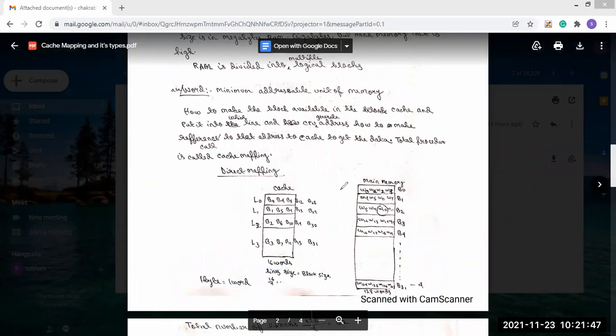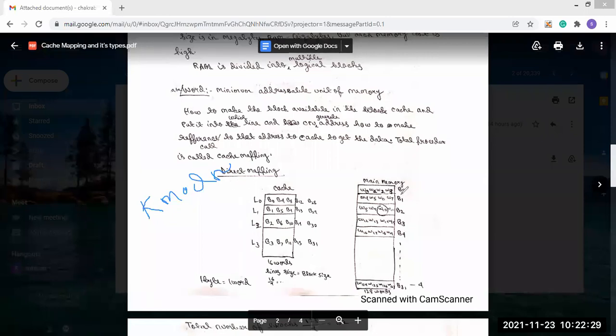Now the main thing starts. We already saw that there are 32 blocks. Now, between these 32 blocks, which block will be accommodated to which line? We can know using this formula: K mod n. K is the block number, and n is the number of lines.